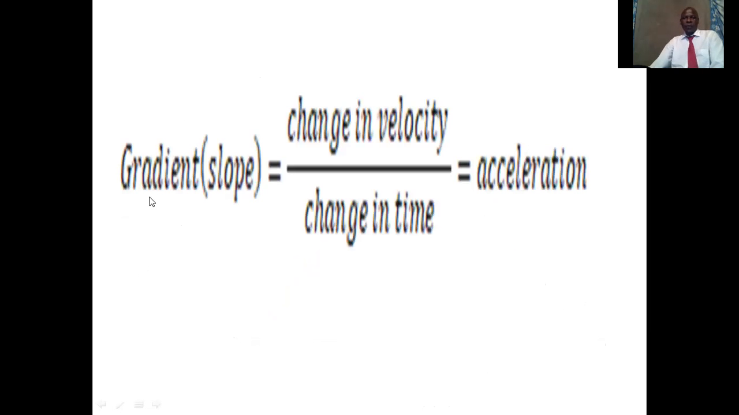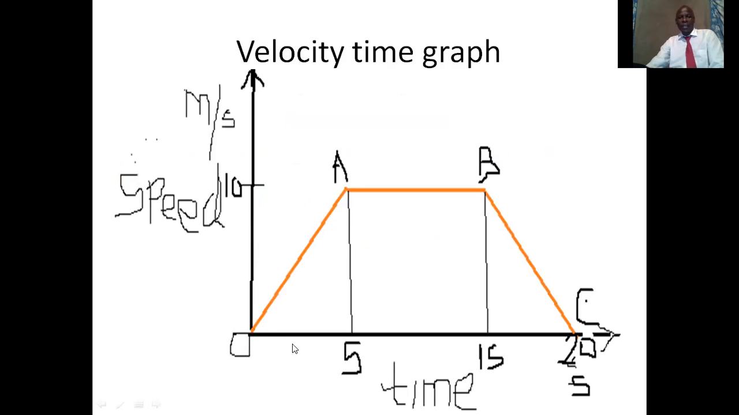And therefore, what we need to know is that what we are finding here is the gradient or the slope. In a velocity time graph, it would give us the change in velocity, which we said is final velocity minus initial velocity over change in time. And that gives us actually acceleration. So we have seen here that velocity has changed from 0 meters per second up to 10 meters per second at point A.